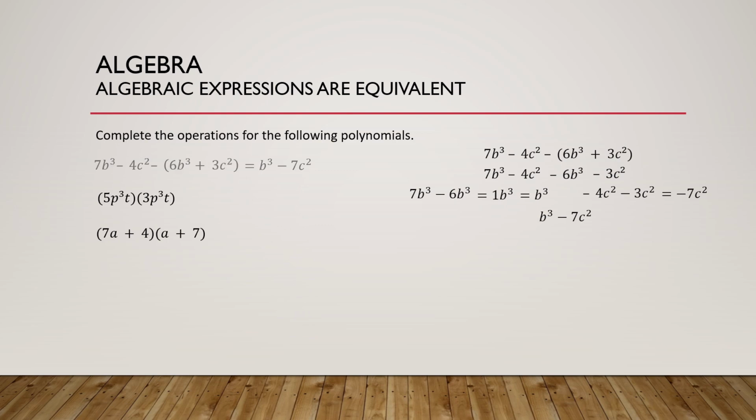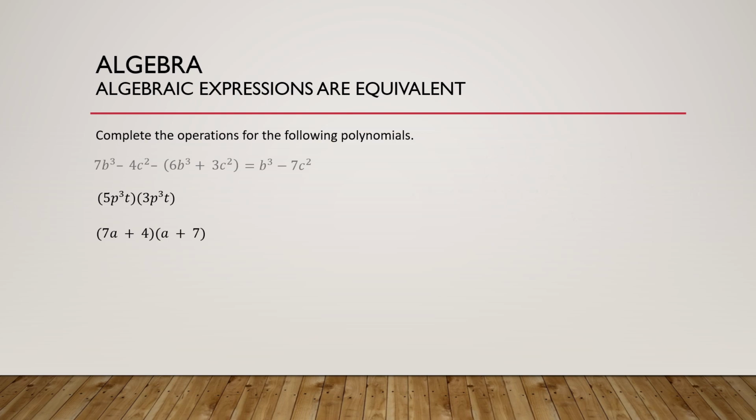The second problem is 5p cubed t times 3p cubed t. This is a multiplication problem only, so we can look for similar factors. 5 times 3 is 15. P cubed times p cubed is p to the 6th power, and t times t is t squared. This makes our final answer 15p to the 6th t squared.